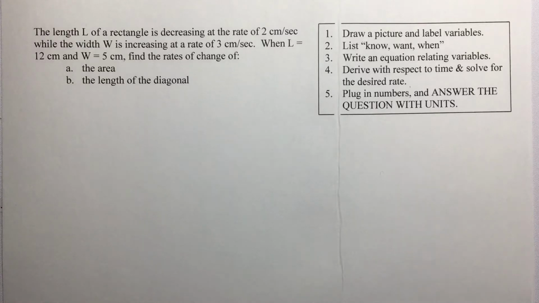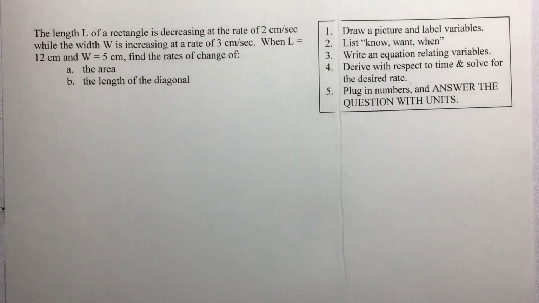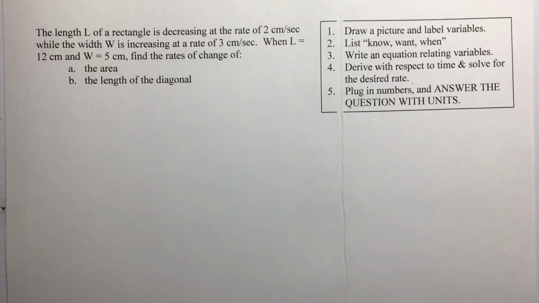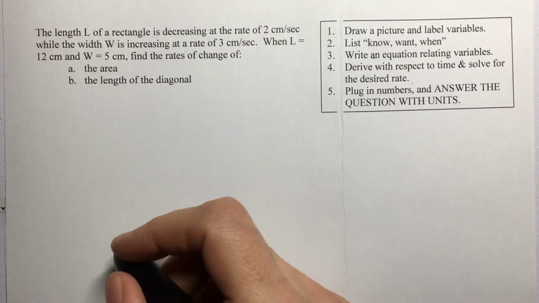Okay, everyone, it's time for part 2 of related rates. So, say we have the length L of a rectangle decreasing at a rate of 2 centimeters per second, and the width W is increasing at a rate of 3 centimeters per second. So, yeah, we seem to have a magically growing rectangle.